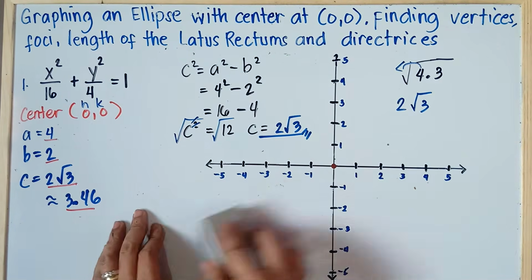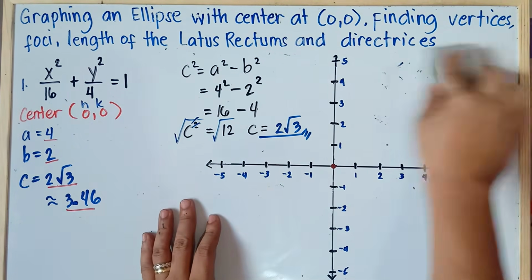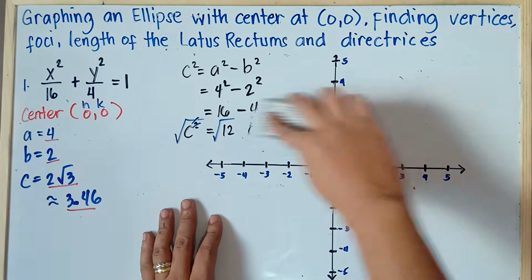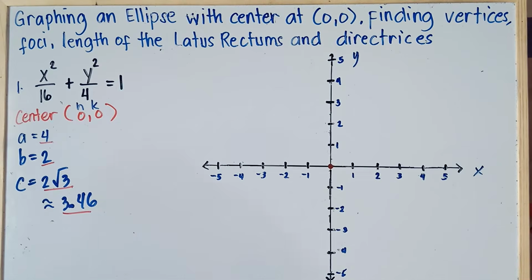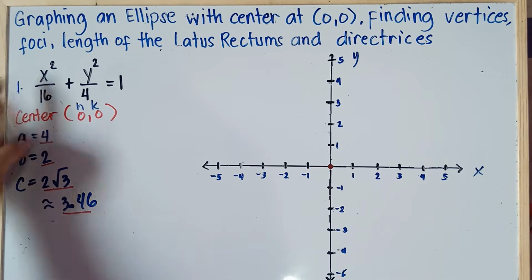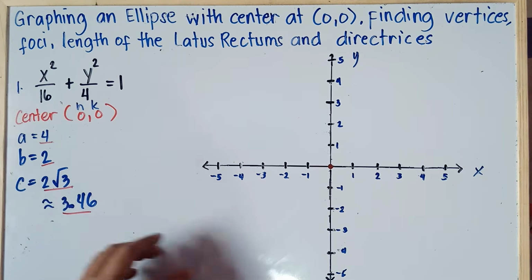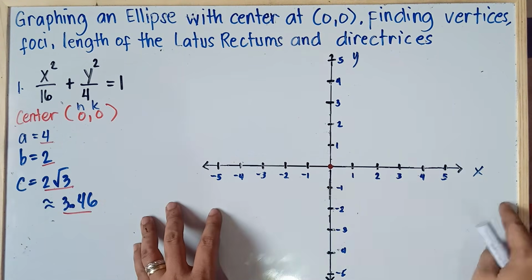Now, if you have your a, your b, and your c, you can now graph this one, class. Alright, so let's graph this one, class. Once again, our a is under x squared. Therefore, class, our major axis is along the x-axis.